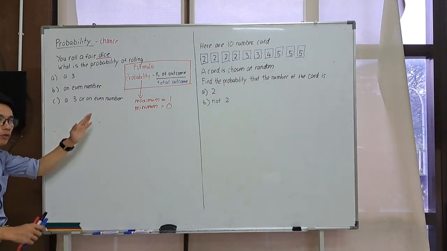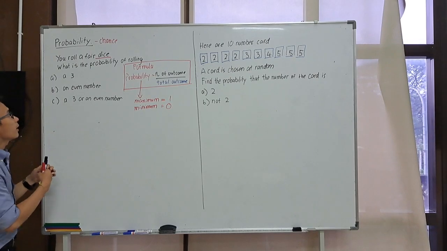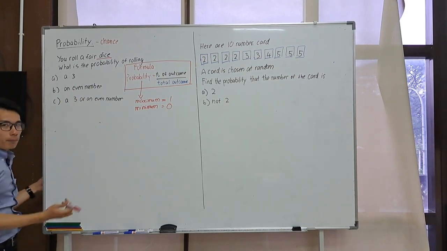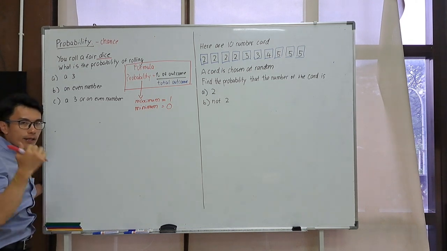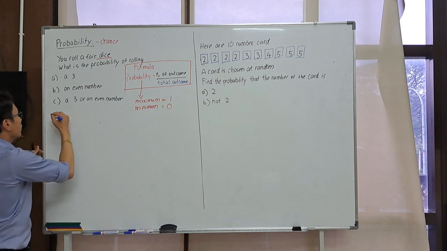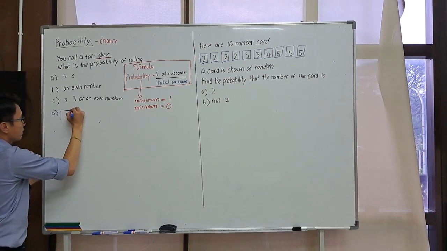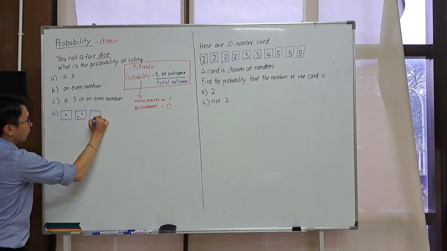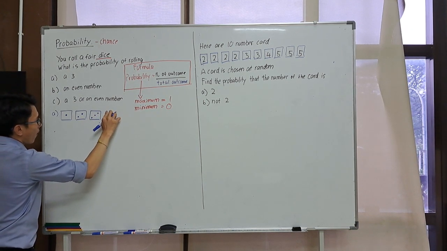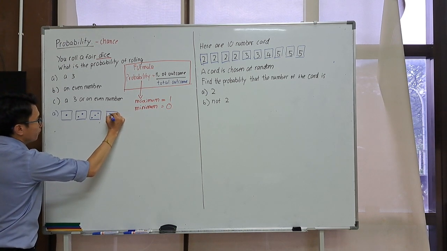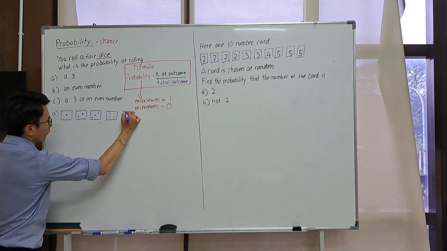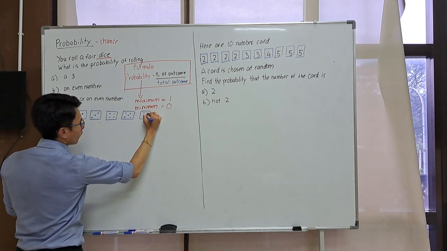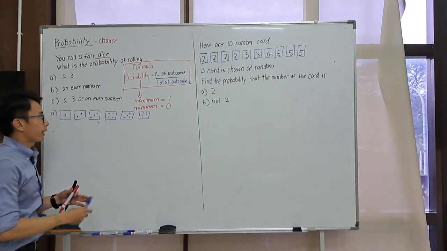Now, having noted that, let's look at this example. This example says that you roll a fair dice. What is the probability of me rolling a 3? A dice has 6 faces, so I'm going to draw that out right now. For my question A, a dice has 6 faces, and the faces look something like this. That's how the faces of the dice look.